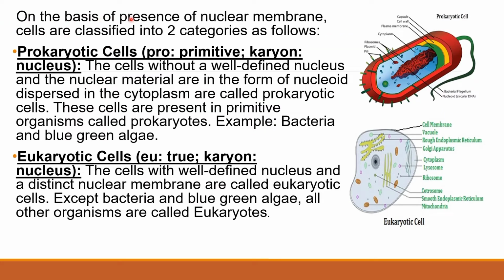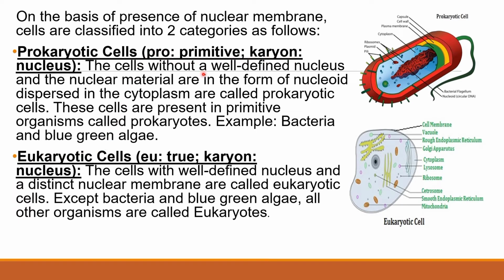Next we have the last topic. The last topic is what? On the basis of the presence of a nuclear membrane. You see, some organisms have a nuclear membrane, and some organisms don't have a nuclear membrane. So based on this, cells are divided into two types. One is called prokaryotic cells and the other is called eukaryotic cells.